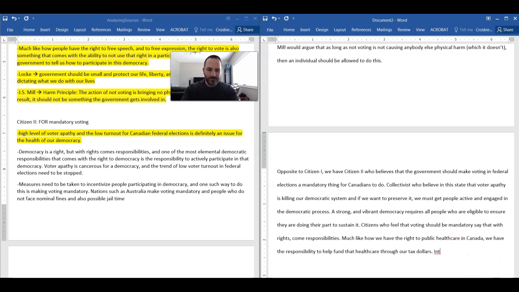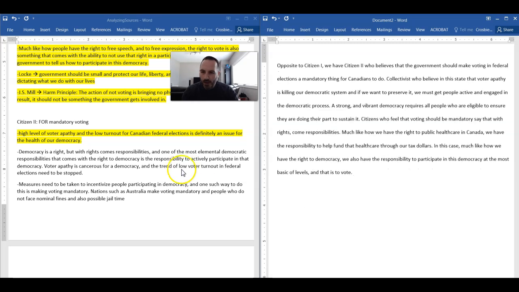In this case, much like how we have the right to democracy, we also have the responsibility to participate in this democracy at the most basic of levels, and that is to vote. Sorry, let me just scroll down here. There we go. Actively participate in democracy, apathy is cancer.